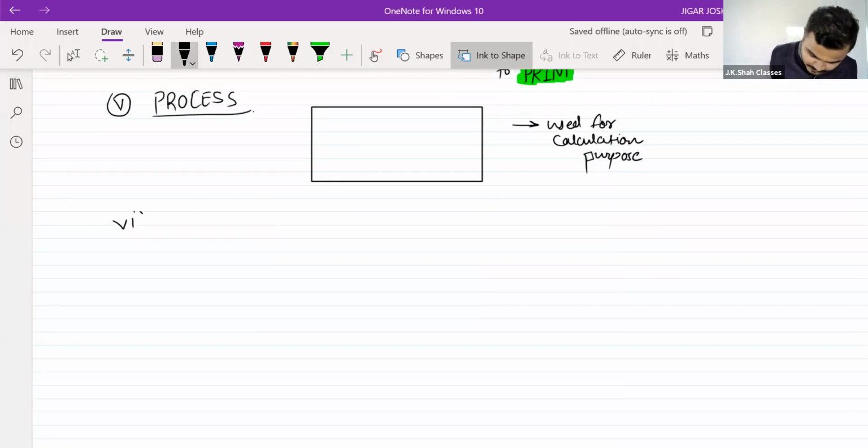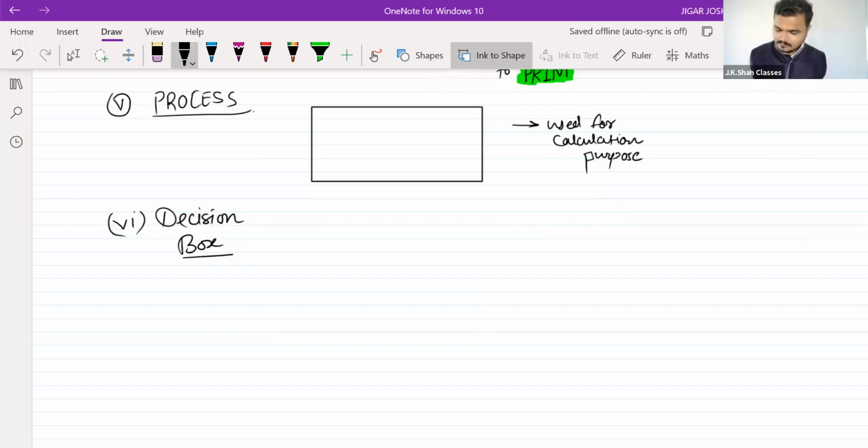Next one, people, will be the sixth one, called the decision box. Okay. Yes, sir. And the decision box is my favorite one. You know why? Because it involves my favorite people. Switch over here.